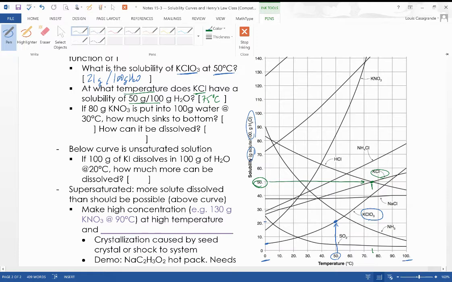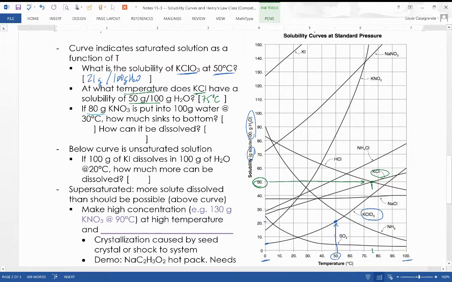Okay, now we're going to get a little more complicated. Suppose I put 80 grams of potassium nitrate into 100 grams of water at 30 degrees C. So let's find that 30 degrees Celsius on the plot. There's 30 degrees Celsius. And let's come up to whichever we hit first, either the KNO3 line or the 80 gram line. So we come up, and here's KNO3. It's a really steep curve. So KNO3 is this curve right here. I didn't do a very good job drawing that line.